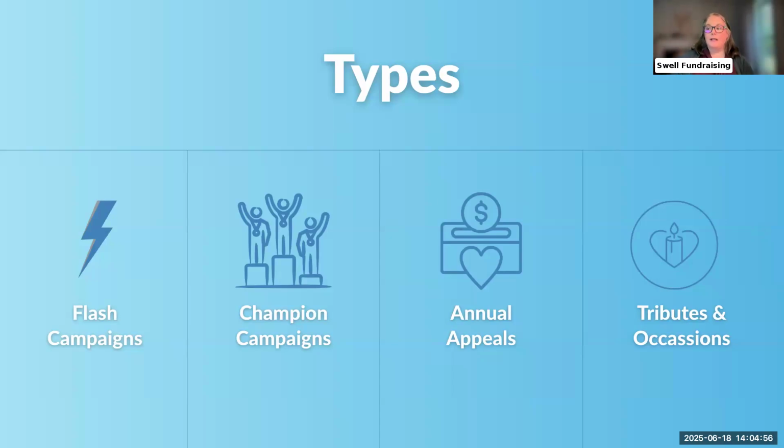So some of the most common types we see are flash campaigns, champion campaigns, annual appeals, and then tributes or occasions. So flash campaigns, those are sometimes called crisis campaigns, and they usually happen when you have a specific need. So maybe there was a storm or a fire or something like that.